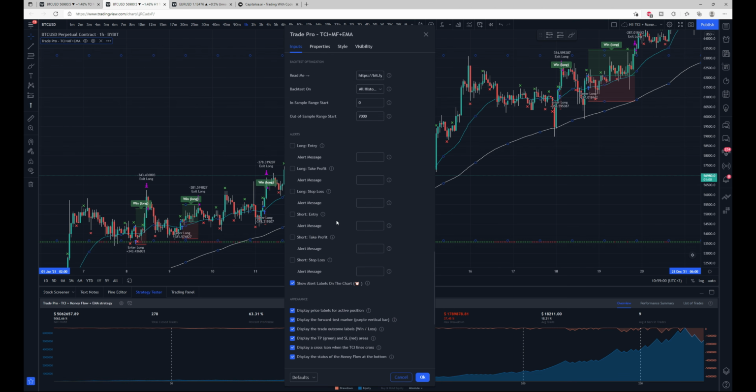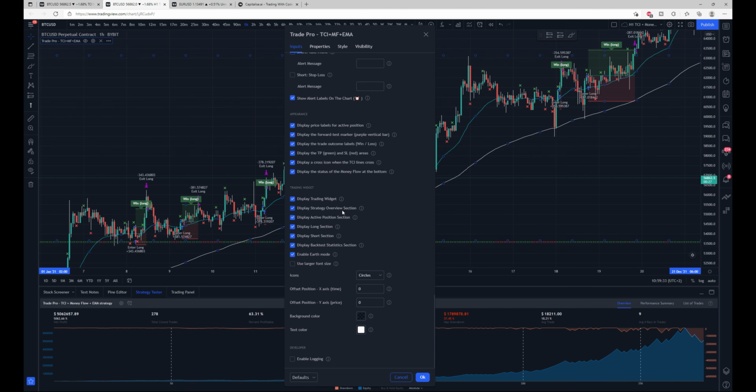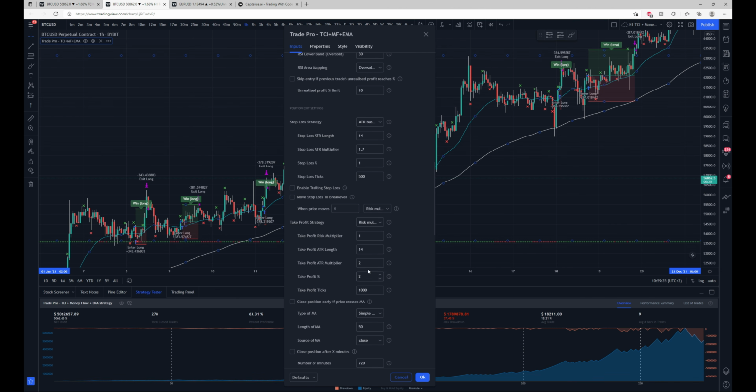Now, if we go down here, you can see the alerts. So you can set up different alerts. If you want to manually trade this, you can just set alerts to pop up on your phone to be aware of certain opportunities in the market that perhaps might be a good time to enter a trade. Or you can use TradingView webhook integration as well. If you want to automate this through Capitalize.ai, you can set that up as well. So really, really cool, all the different customizable parameters.